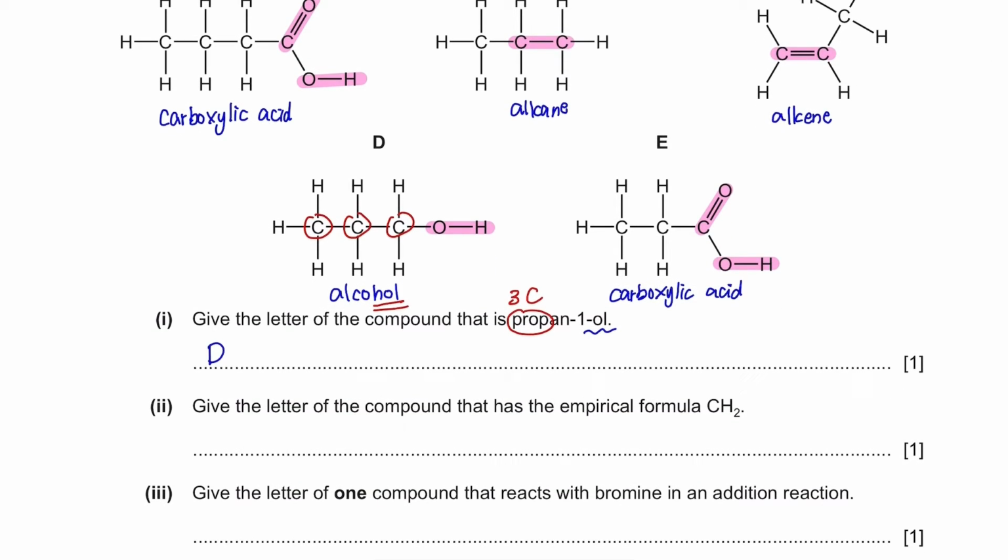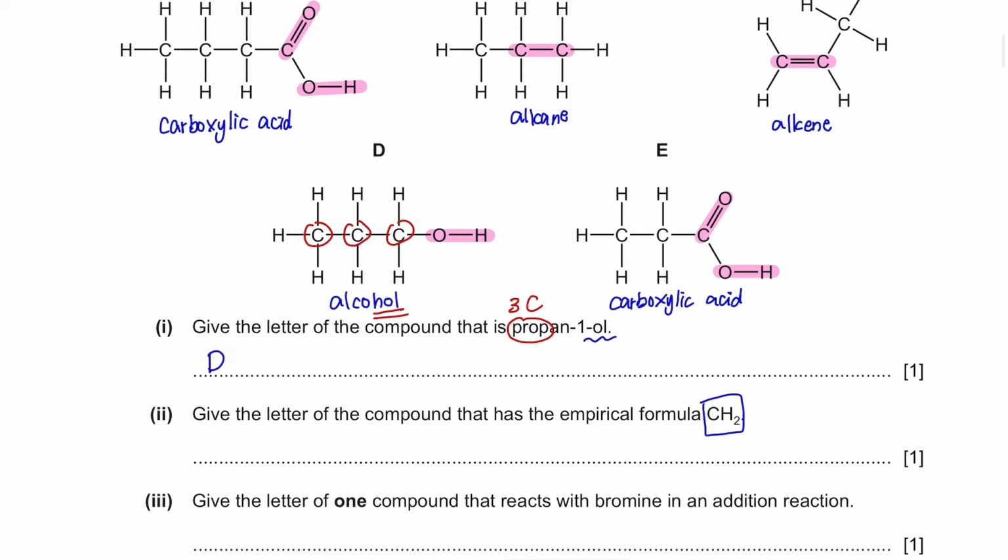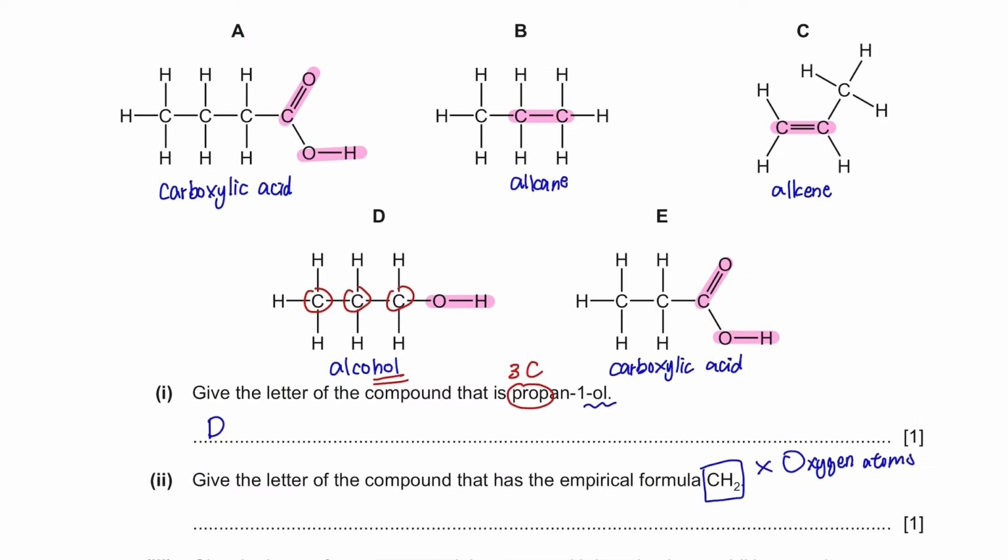Give the letter of the compound that has the empirical formula of CH2. If it's CH2, it has no oxygen atoms, so we only consider compounds B and C. Compound B is C3H8 and compound C is C3H6, which can have the empirical formula of CH2. So the answer is C.